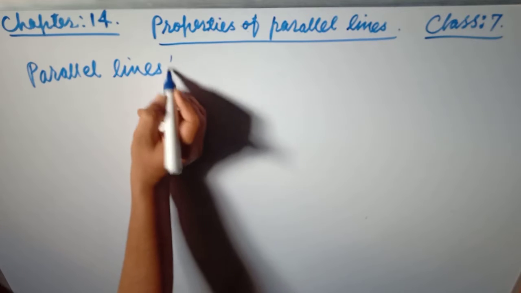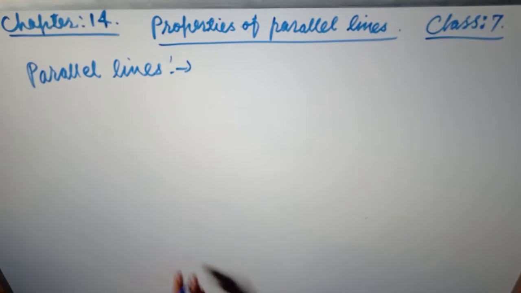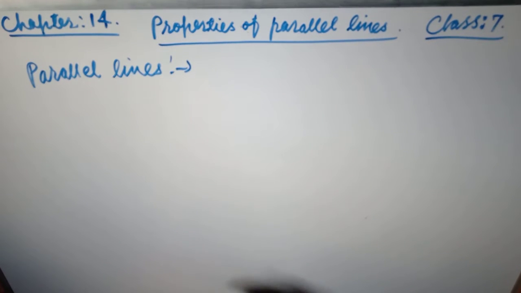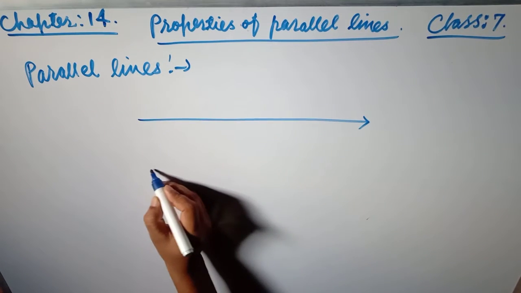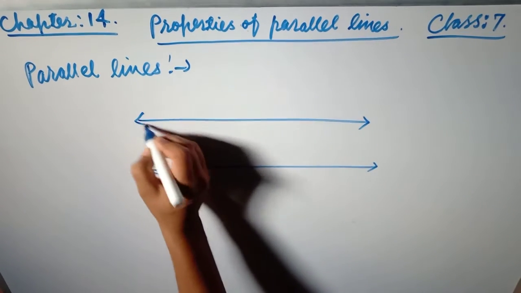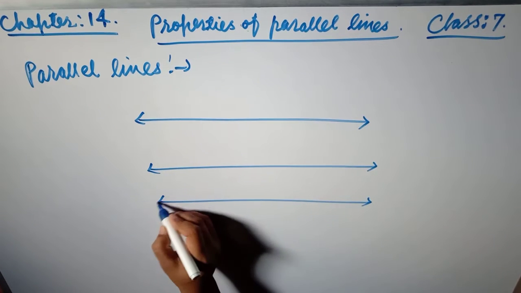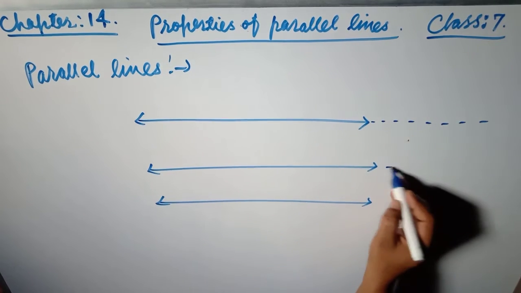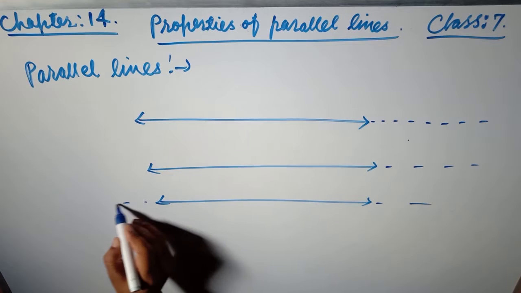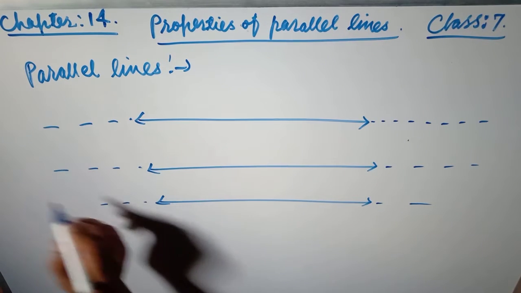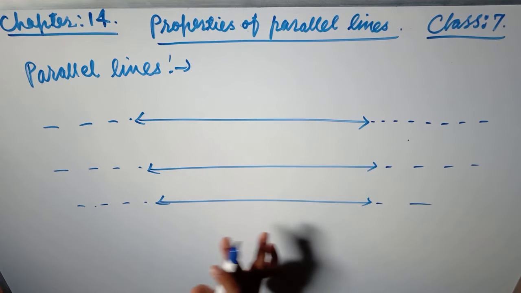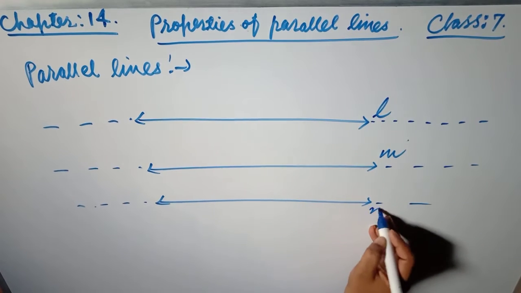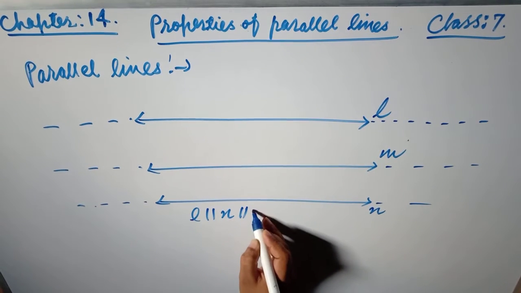What about the parallel lines friends? When two or more lines do not intersect at all, they are called parallel lines. Now see friends, this is a line and this is another line and there are other lines also. If these three lines extend in both the directions, but they do not intersect each other at all, then these three lines are parallel. So this is L, suppose this is M, this is N, so L is parallel to N, parallel to M.